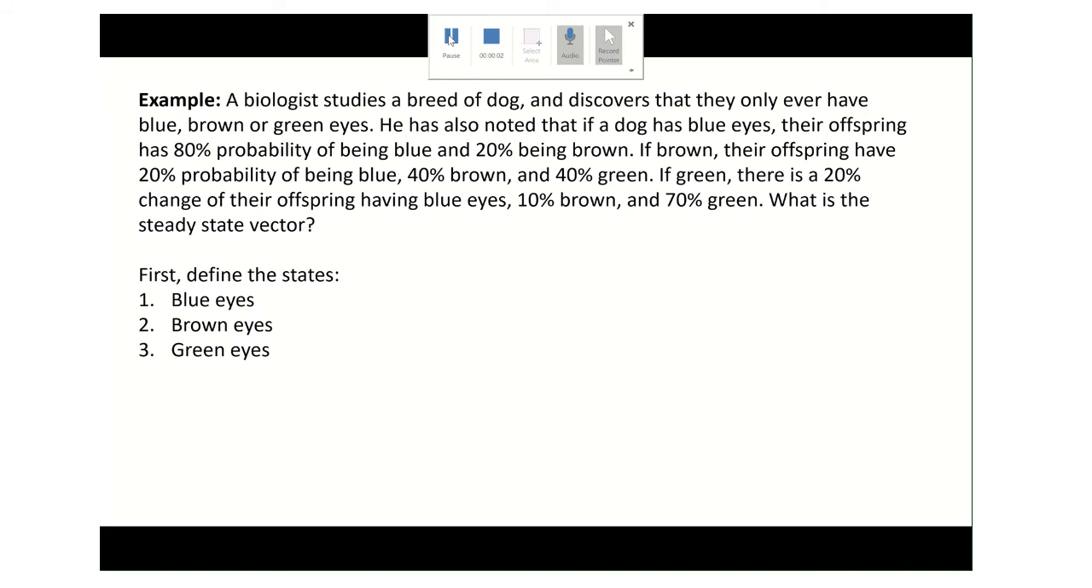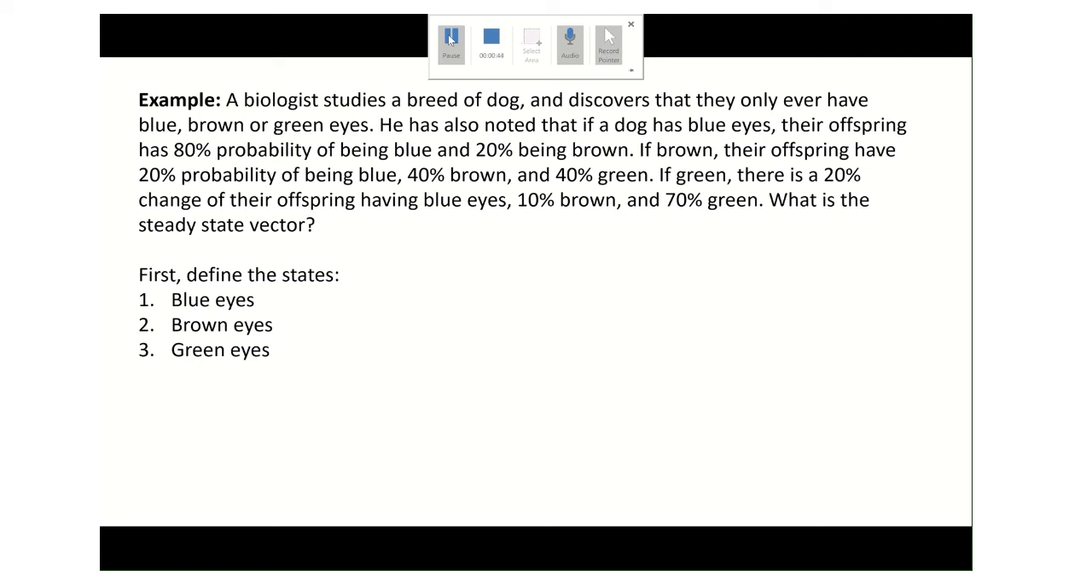So as another example of a Markov chain, here we're going to look at a biologist studying a breed of dog. The transitions are going to be from generation to generation. So we have a biologist that is studying dogs, noting that they only ever have blue, brown, or green eyes. If a dog has blue eyes, their offspring has 80% probability of being blue-eyed and 20% being brown. If a dog has brown eyes, then their offspring has 20, 40, and 40% chance, respectively, for the 3 colors. If a dog has green eyes, there's a 20, 10, and 70% chance their offspring have those colors of eyes. What's the steady state vector?